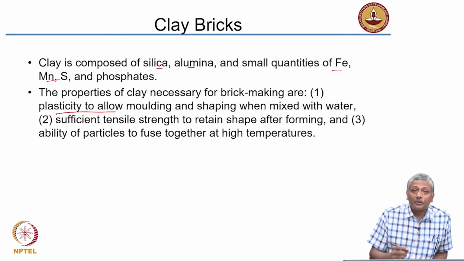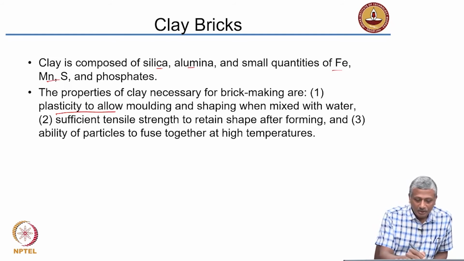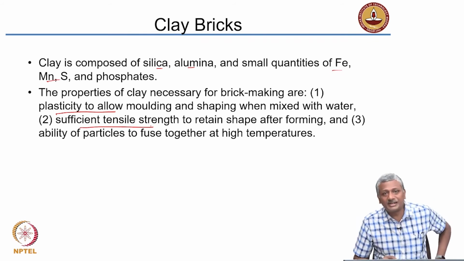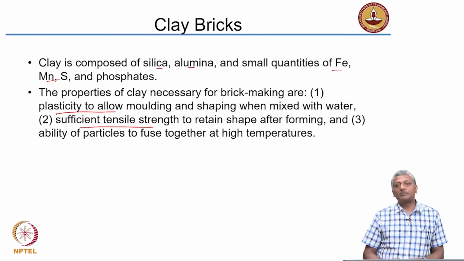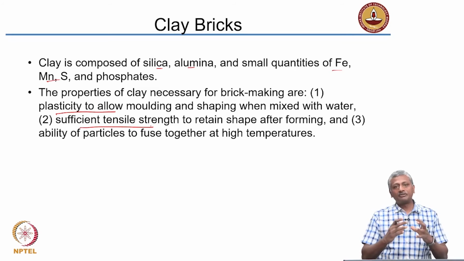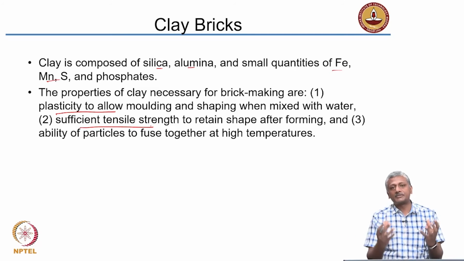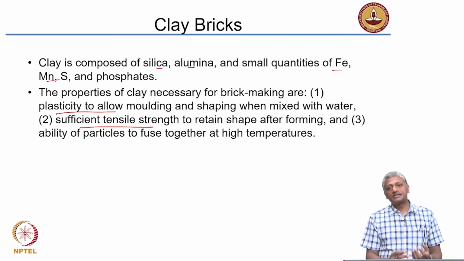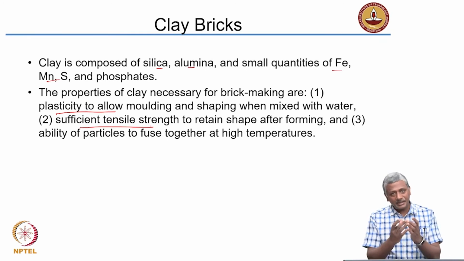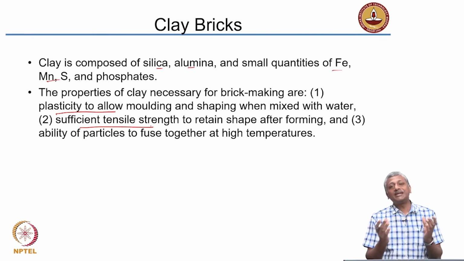Okay. Now, after that shape has been created, the material needs to have sufficient tensile strength to retain the shape after forming. After forming, there is a chance that the material may collapse. So, it needs to have sufficient strength. We call it green strength because it is not yet hardened. It needs to have sufficient green strength to retain its shape without collapsing. And secondly, over time, because there is water inside, there will be drying of water from the clay.